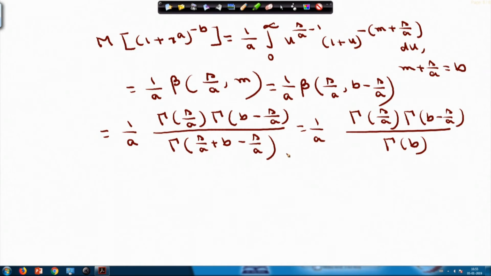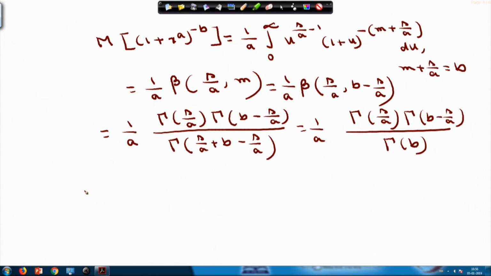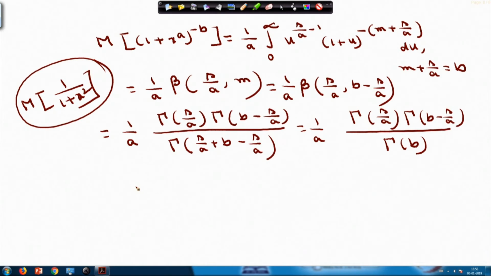So, the Mellin transform of (1 plus x to the power a) to the power minus b equals 1 by a, gamma of s by a into gamma of (b minus s by a), divided by gamma b. Now, we want to find out the Mellin transform of 1 by 1 plus x square. We want to find out the Mellin transform of this.